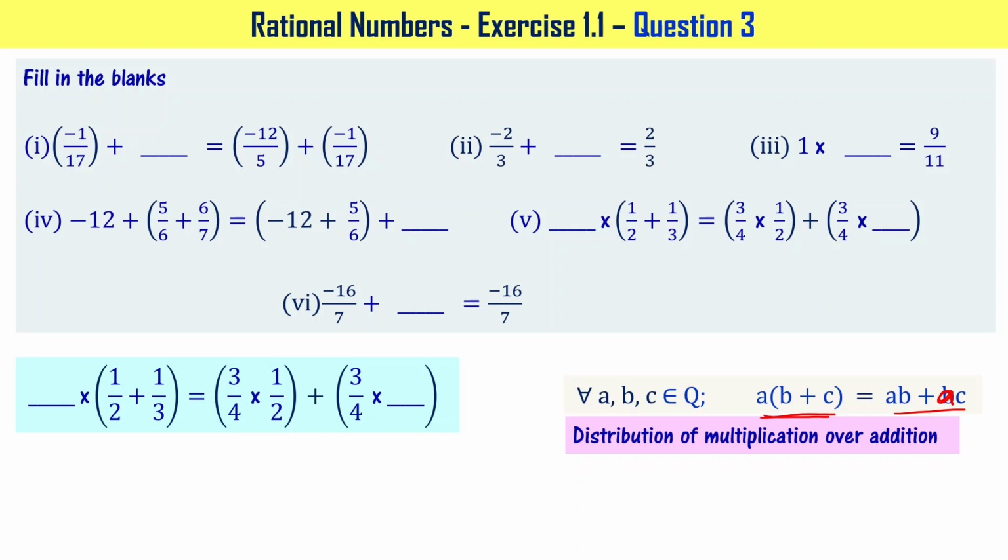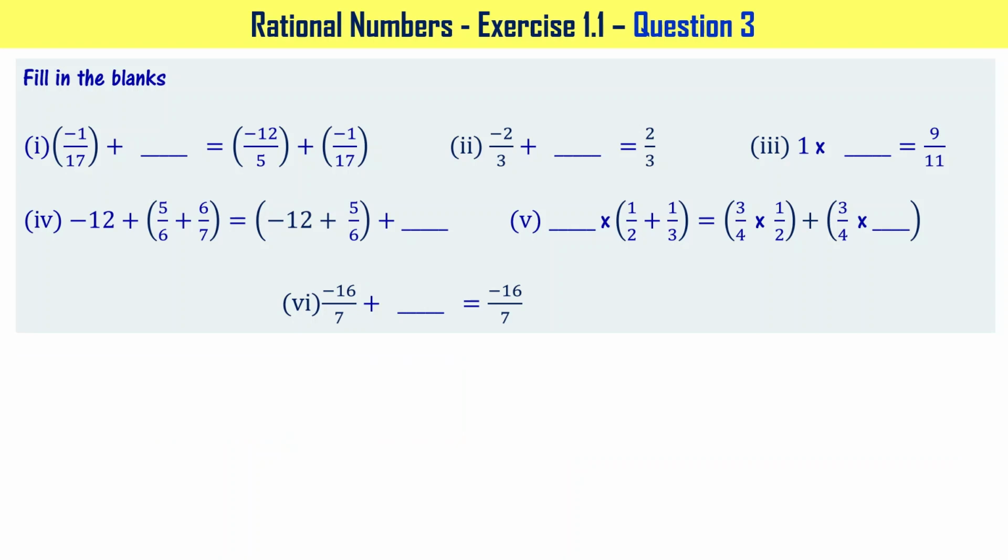As per this, for example, look at this. You have 3 by 4 common, right? Let's write that here. So 3 by 4, once you write onto the LHS side, then what we have is 3 by 4 times 1 by 2, that is written here, plus 3 by 4 times 1 by 3. So 3 by 4 is here, 1 by 3 has to be written, right? Now you got it? We have used distributive property of multiplication over addition to fill in these blanks, right?